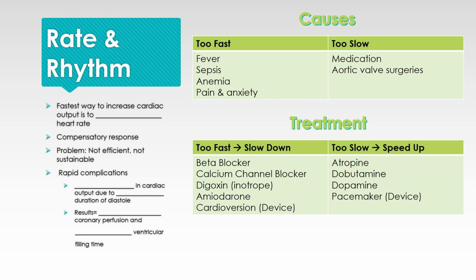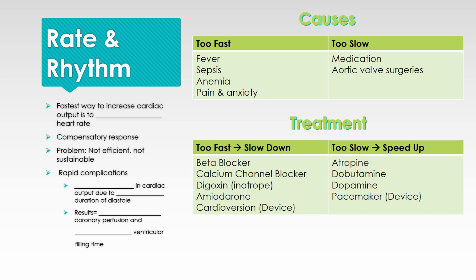What are some causes of heart rate and rhythm issues? Now, I'm not going to go over all of the causes or go into detail of them. I just mention this so that if you're in clinical or in future lectures, you can go back and say, oh yeah, I do remember us talking about that briefly. So fever, sepsis, many times we do see atrial fibrillation with sepsis. With anemia, pain, and anxiety, sometimes we see sinus tachycardia.